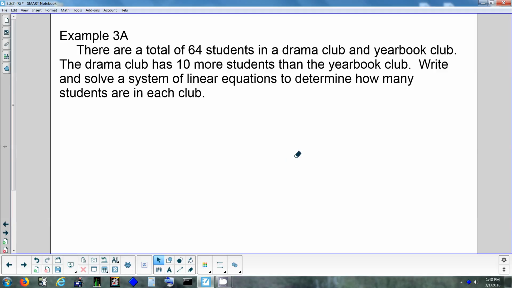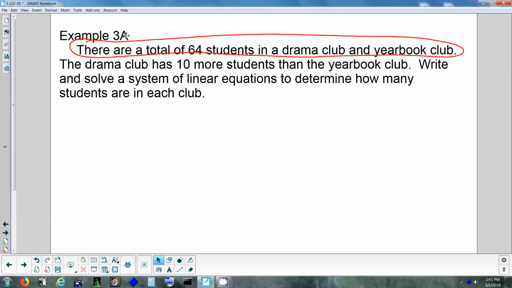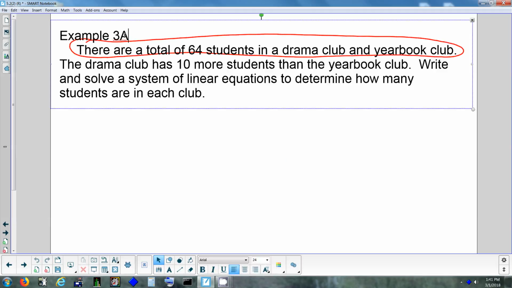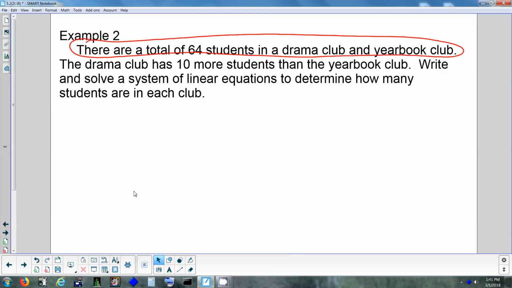So there are a total of 64 students in the drama club and yearbook club. I'm not writing all this down. Wait, where do we write it down? Guys, this should be on the back side, the last one on the page. Everybody see it? Yes. Ready? You with me? Okay, good. I'm going to give you a hint.